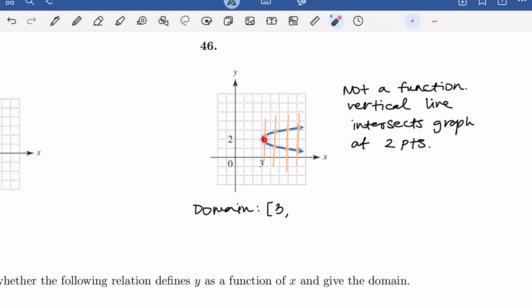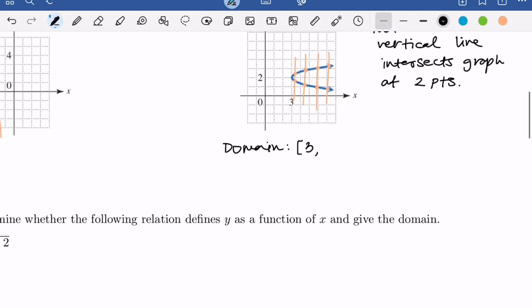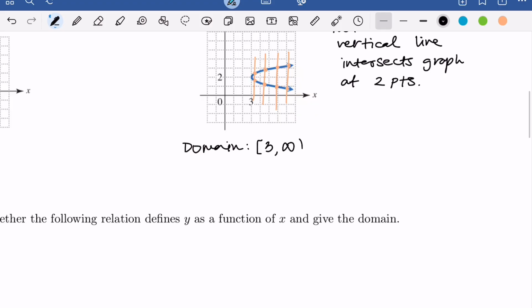Maybe if there was an open circle here or this line was dashed, we would not include this value. All right, now moving in this direction, our graph is going to continue on forever and ever in this direction. So this means our biggest input value is going to go all the way up to infinity.